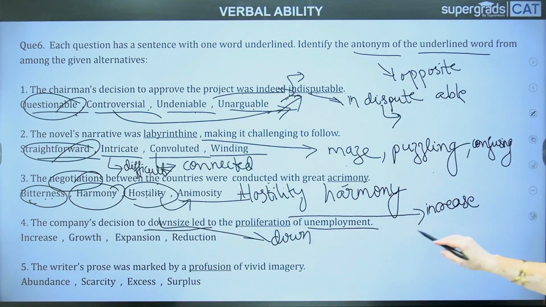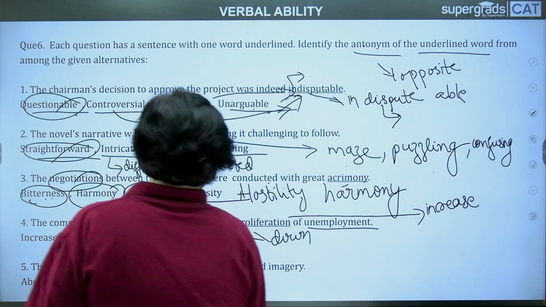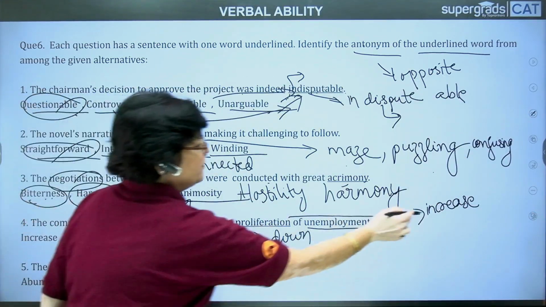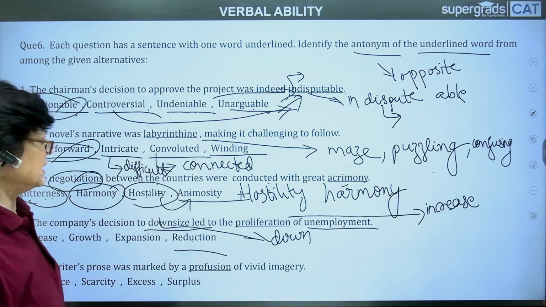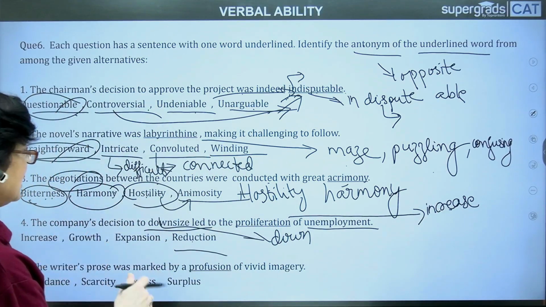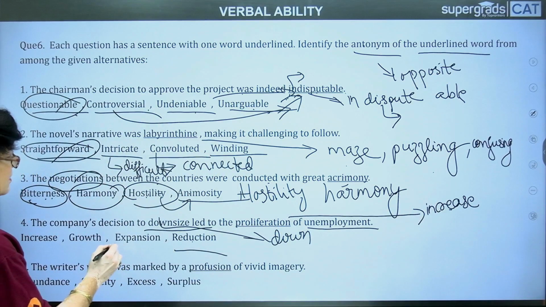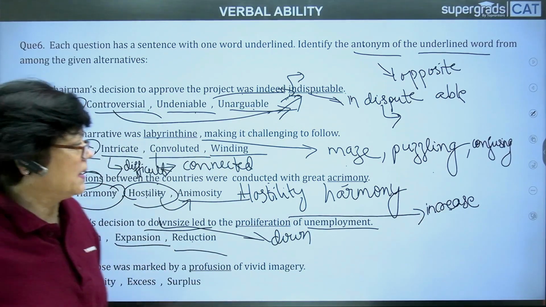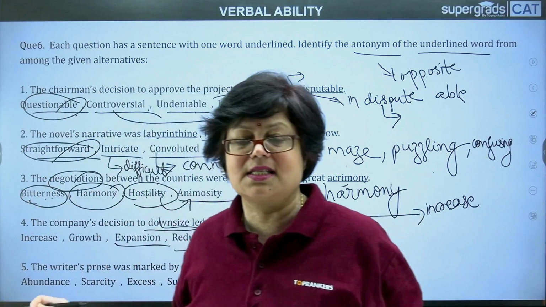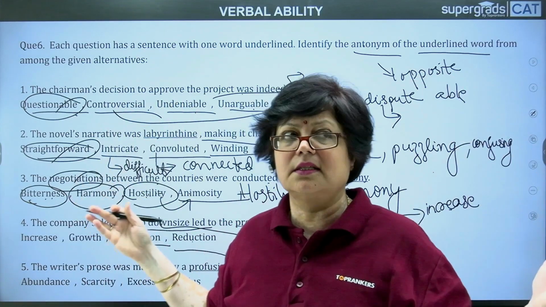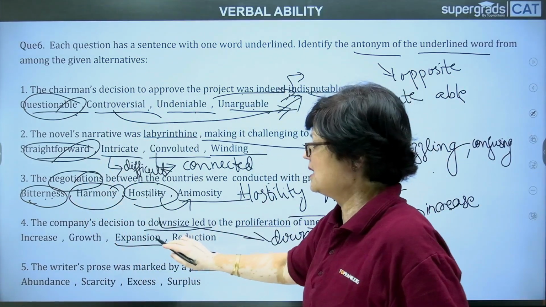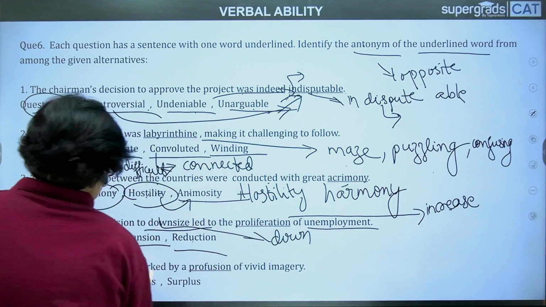Okay, now look at this. Reduction. Reduction is clearly opposite of increasing. So this will not be the correct answer. Let us again examine the other options. One is expansion. Expansion is to again increase. Expansion is increase, expand, to become more and more. Expansion is increase. Okay. Now growth.